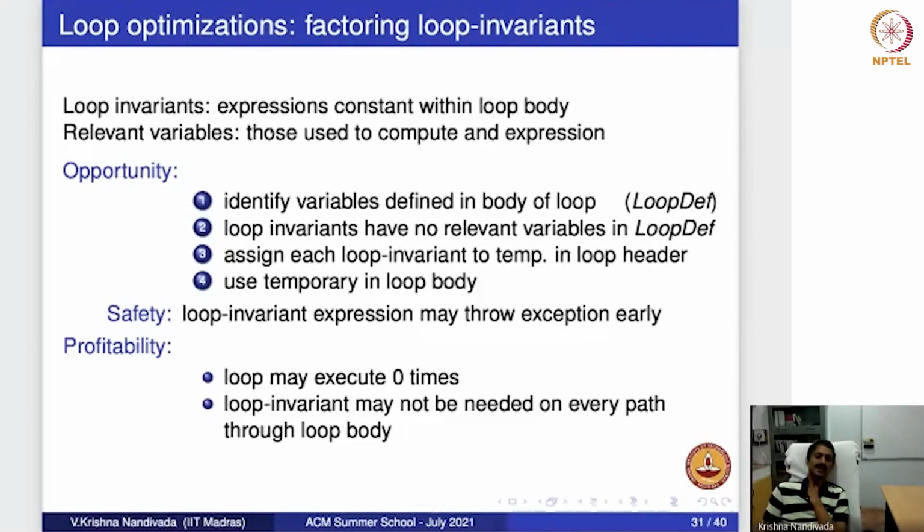See, loop invariant code motion, to do this, let's get some definitions. What is a loop invariant? It's an expression which remains constant within the loop body. We'll define something called a relevant variable. Relevant variables for an expression are those variables that are used to compute that expression.